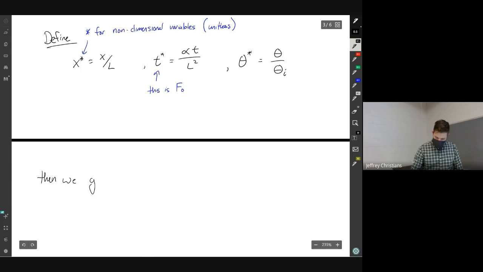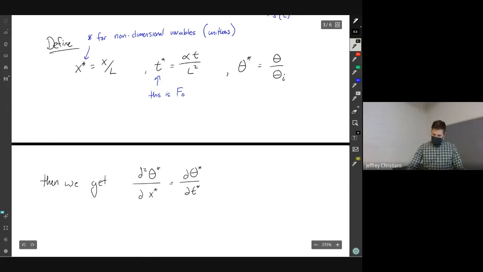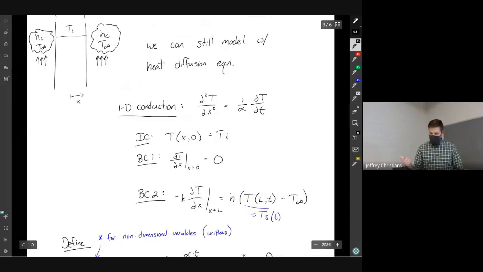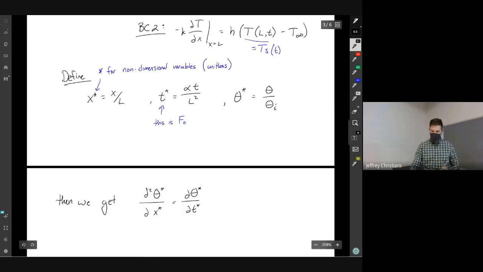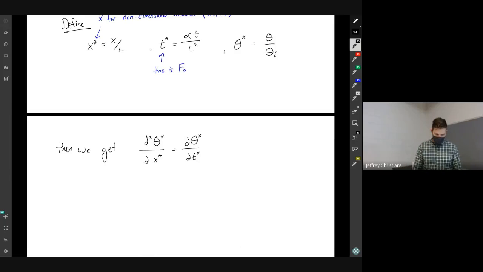So then, and again, you hopefully had a chance to look at this, d squared theta star dx star squared equals d theta star dt star. So instead of having a differential equation that has temperature values and position values and alpha and time values, all of these different units from our problem, it doesn't have any of those. It's all these dimensionless variables. So that's our governing differential equation.